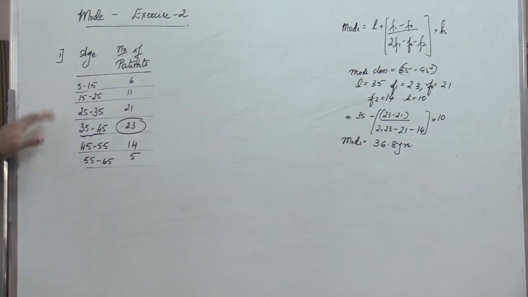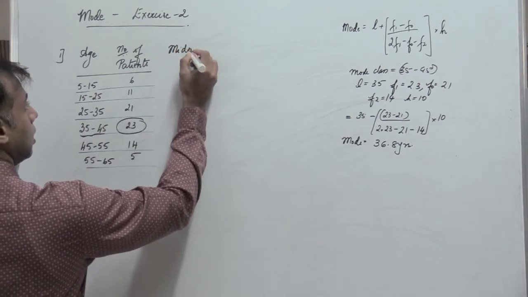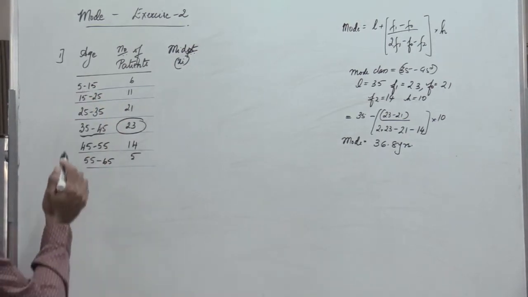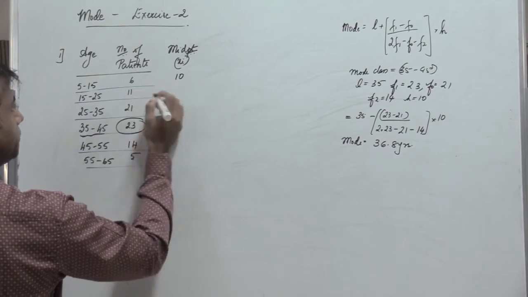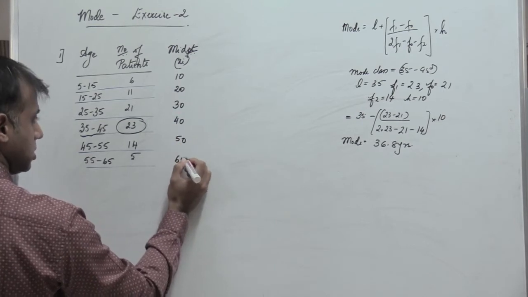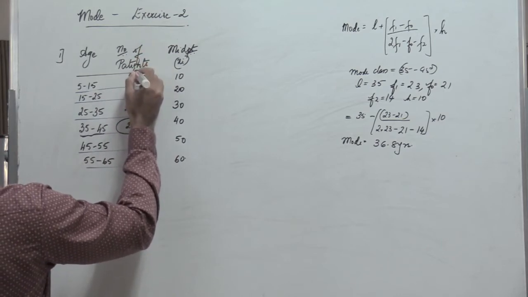We also need to find the mean for this distribution. So to find the mean, let us find out the midpoint of all the class intervals. So the midpoint xi is the midpoint of the class interval. So the midpoint of 5 to 15 is 10, 15 to 25 is 20, then we have 30, 40, 50 and 60. The number of patients happens to be the frequency, so this is Fi.